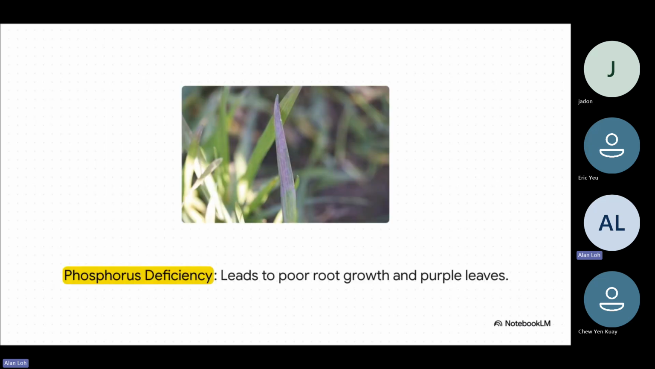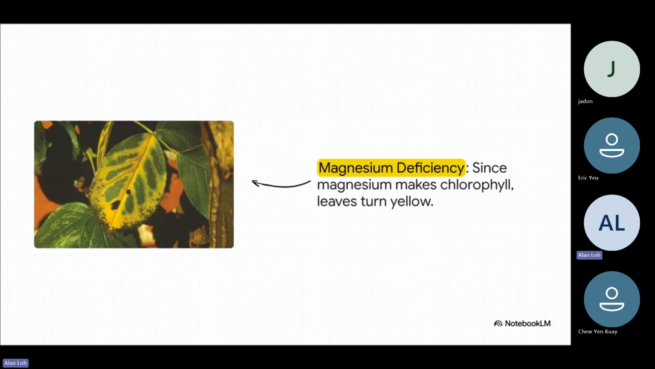Another really important one is phosphorus. This is vital for developing a strong root system. So if a plant is short on phosphorus, its roots will be weak, and you might even notice its younger leaves getting a sort of purplish color. And then there's magnesium. Now, this one is absolutely critical. Why? Because a single atom of magnesium sits right at the heart of every single chlorophyll molecule. Without it, the plant literally can't make the green stuff it needs to capture sunlight. The leaves turn yellow, and the entire food factory just grinds to a halt.